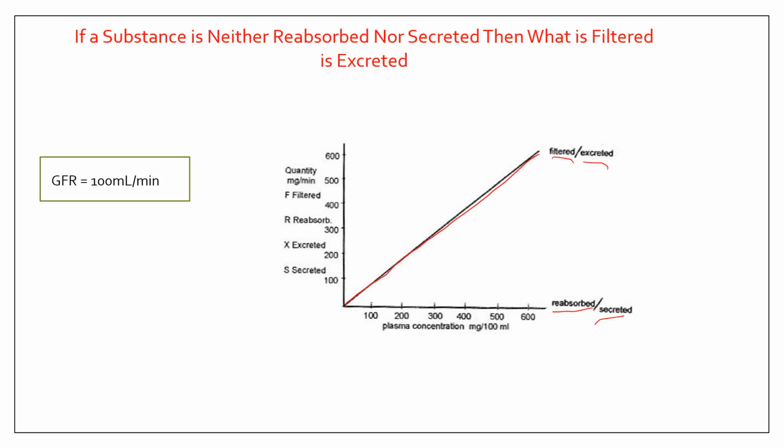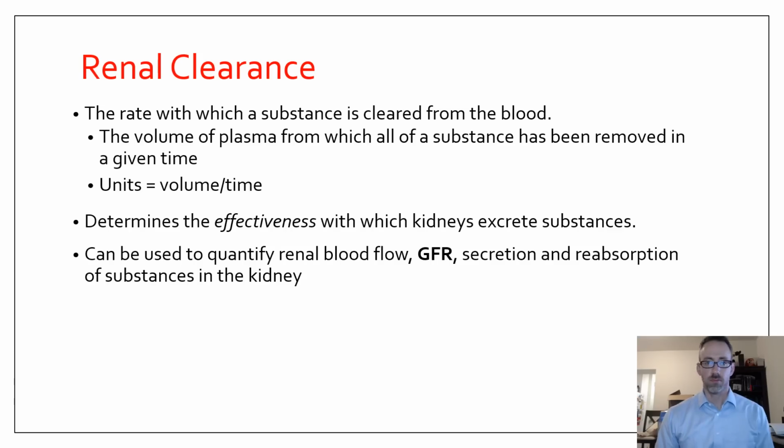And so it would follow this slope if we assume the GFR is 100. Obviously, if the GFR goes up or down, the line would change slope accordingly, as we discussed. Okay, so now I want to talk about this concept called renal clearance. By definition, this is the rate with which a substance is cleared from the blood. So we're looking at this as taking solute out of the blood and keeping the blood in the body, ultimately.